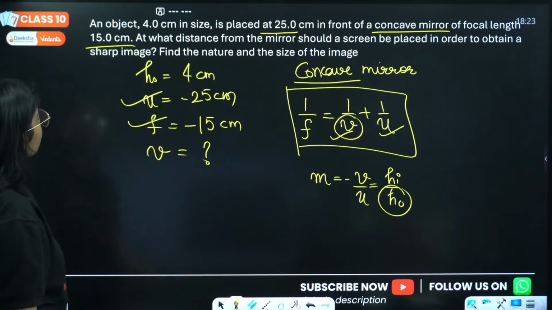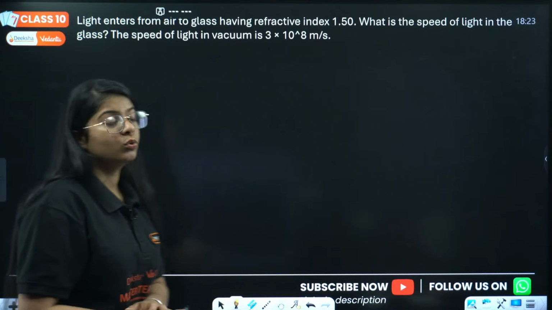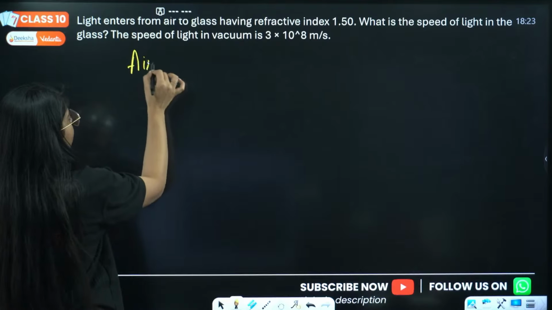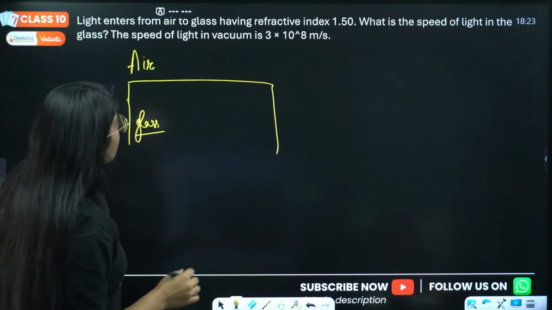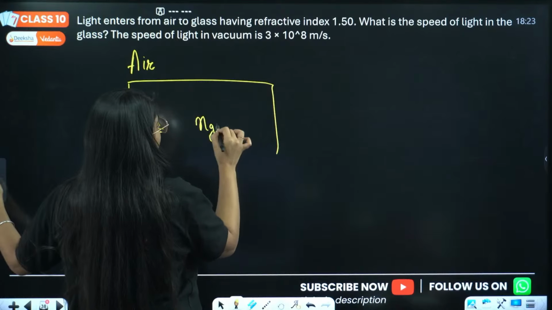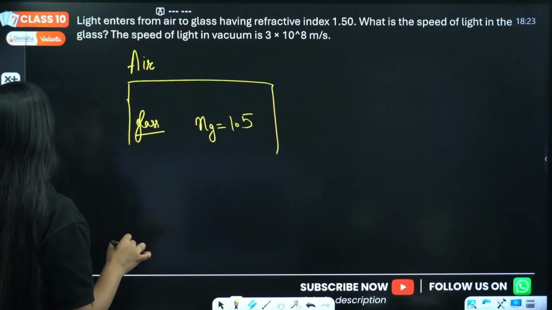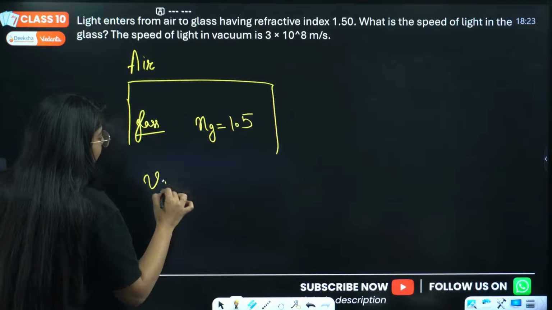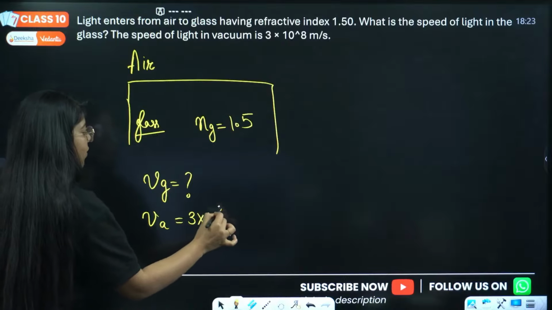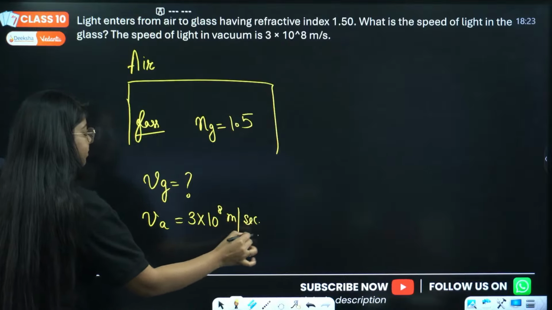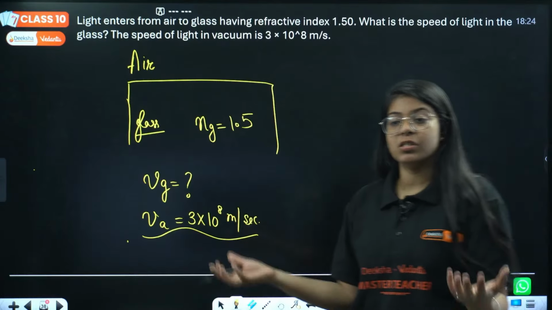Let's move on to the next question. The next question says, light enters from air to glass. Light is entering from air into a glass, right? Now this glass has refractive index 1.5. What is the speed of light in the glass? Given that speed of light in air is 3 × 10⁸ meter per second. Now for this you should know the relationship between refractive index and velocity of light.